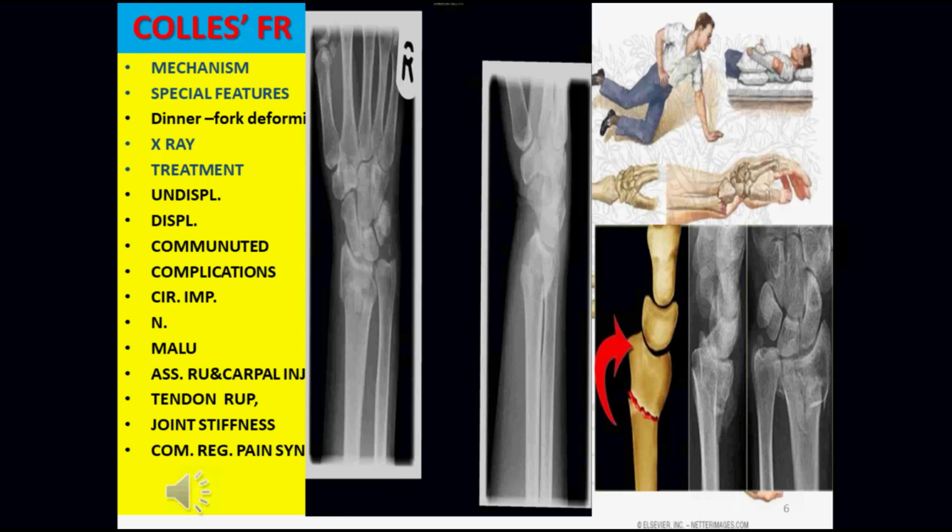Tendon rupture: usually the extensor pollicis longus tendon may be ruptured 4 to 5 months after injury. And joint stiffness is a common complication, and one of the most important complications is complex regional pain syndrome. In this condition, the early sign is swelling and redness of the finger joint.